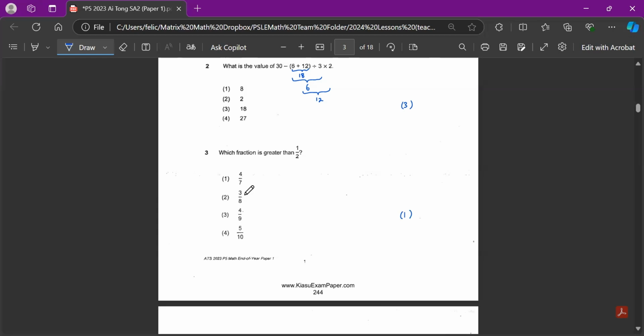If you look at 3 over 8, half of 8 is 4, right? Of 8 parts, half must be 4 parts, but now it's only 3 out of 8. So this is less than half for sure. Next one, same thing, 4 over 9. Half of 9 is about 4.5. 4 is less than 4.5, so this is smaller than half. Lastly, 5 over 10, this is exactly half. 5 is exactly half of 10.